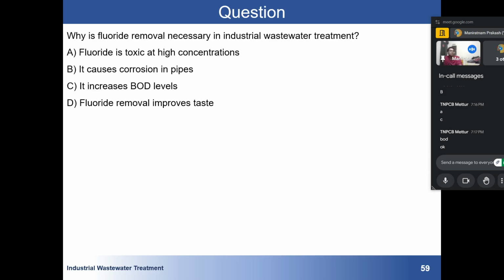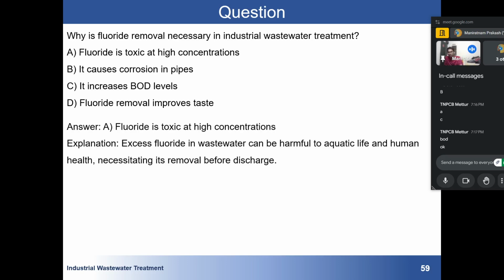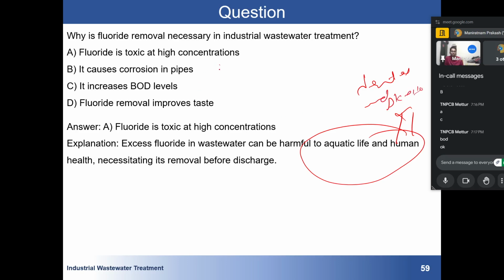Why is fluoride removal necessary in industrial wastewater? Again, this is a very easy question. It is toxic at high concentration. We have seen this in the last lecture. I also asked how it affects humans, and everyone answered dental and skeletal fluorosis. So it is toxic, and the limit is 1.5 milligram per liter. If it is above this, it will be toxic.